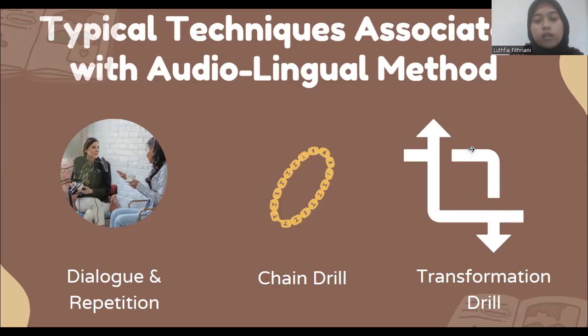The last technique that we can apply in the classroom when we are using the audio-lingual method is the transformation drill. Using a transformation drill, we can make it like a game. Here is the example. The teacher will throw a ball to the students, and then the student should follow the teacher's instruction. The teacher will say a sentence, then the student should change it into a different type of sentence.